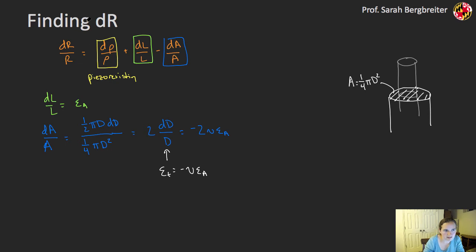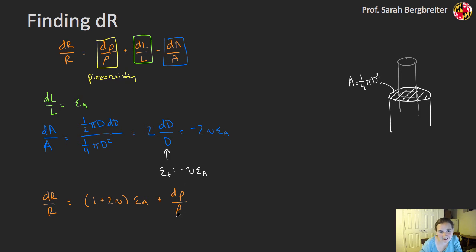So if I rewrite this dR over R equation here, dR over R is going to be equal to, I'm going to put these two terms first here, so 1 plus 2 nu times that axial strain, and then I still have that resistivity term right here.